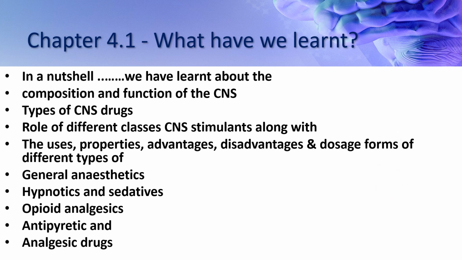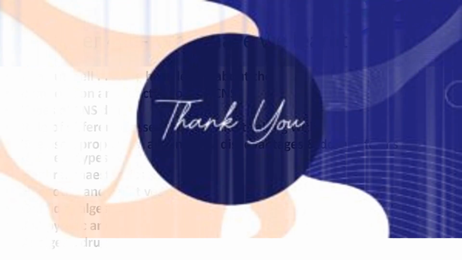So students, what all we have learnt? In a nutshell, we have learnt about the composition and functions of the CNS, types of CNS drugs, role of different classes of CNS stimulants along with the uses, properties, advantages, disadvantages, dosage forms of different types of general anesthetics, hypnotics and sedatives, opioid analgesics, antipyretic and analgesic drugs. Thank you.